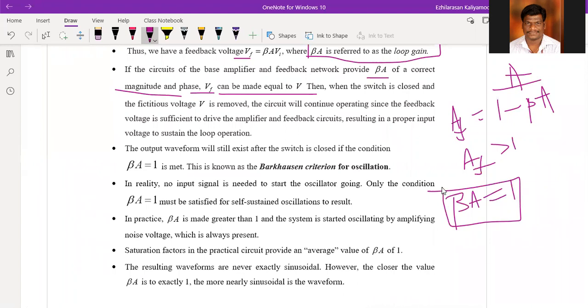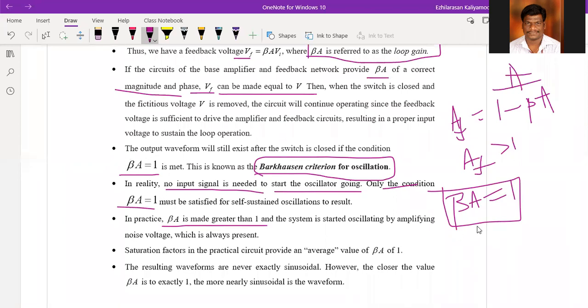So it is very simple here. It has to satisfy the condition beta A is equal to 1. If it is met, then we can say this is nothing but the Barkhausen criterion for oscillation. It is one of the very important concepts. So we must get beta A equal to 1. Now sometimes you may think, in reality, practically there will be no input signal needed to start the oscillator going actually. The only condition is beta A must be 1 for a self-sustained oscillator to result. So as I said, in practice beta A is made greater than 1. But here we said it is equal to 1, right?